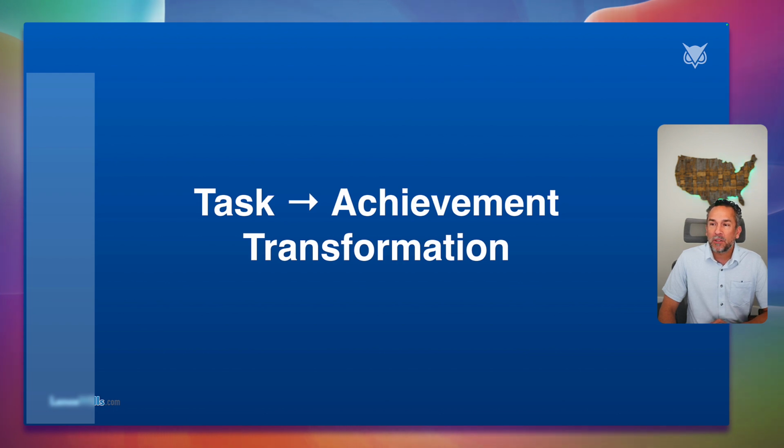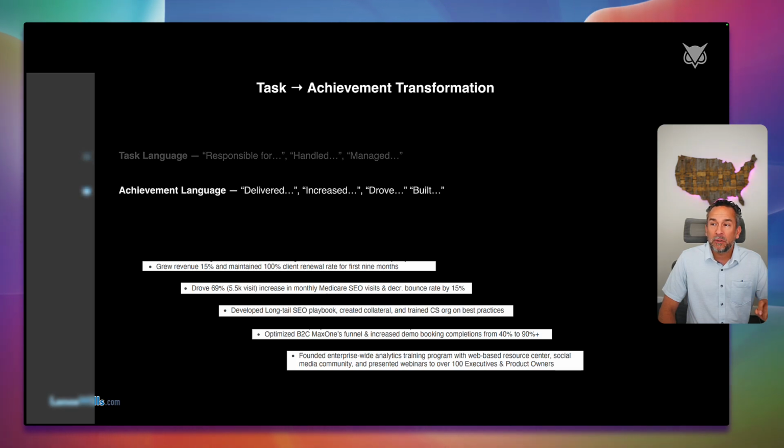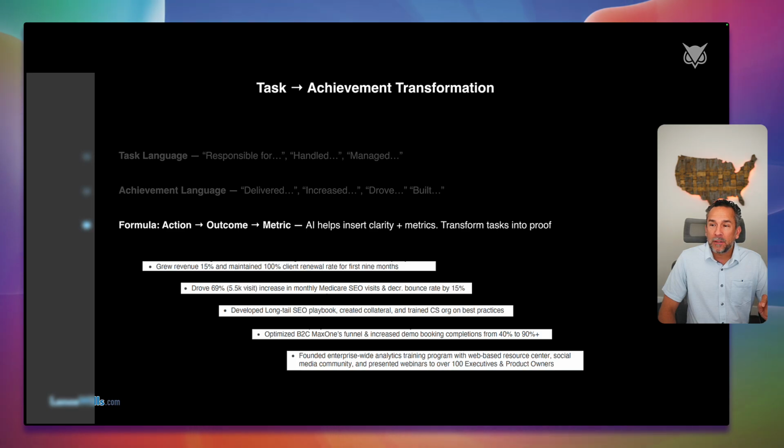Let's talk a little bit about the task to achievement transformation. So language you want to use for these bullets or in the paragraph: responsible for, handled, managed. Achievement language: delivered, increased, drove, built. Formula, action to outcome to metric. AI helps insert clarity and metrics, transform tasks into proof. So you basically can use AI to help you wordsmith these a little bit.